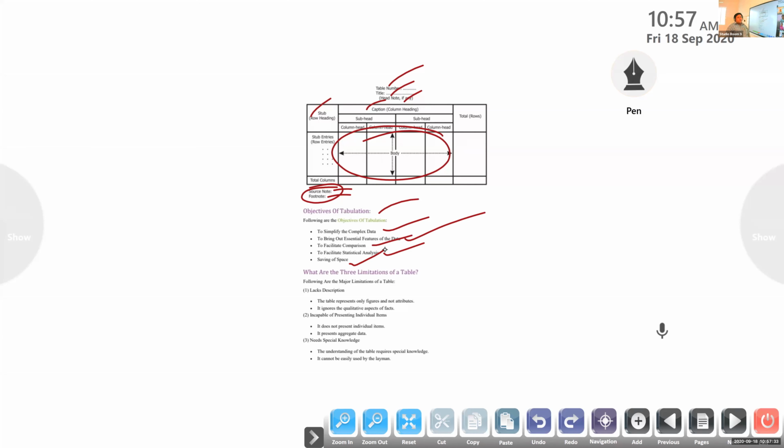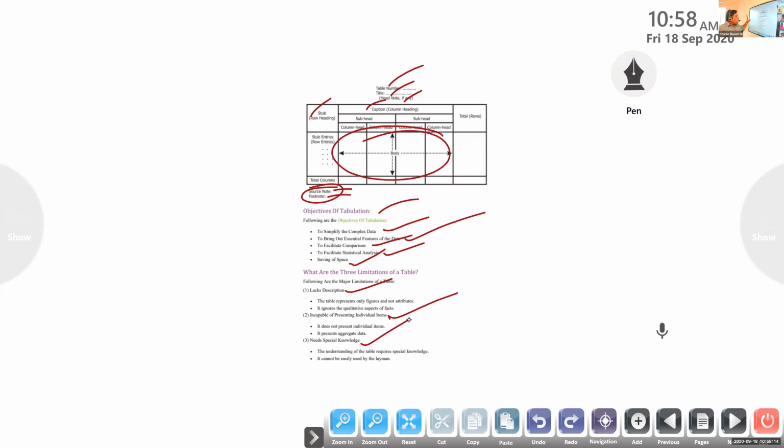At the same time, limitations are also there for tabular presentation, like lacks description. In textual presentation, description will be there, but in tabular presentation there is no description. Incapable of presenting individual items: only a set of data we are able to find in a table. Needs special knowledge: laymen, or people who don't have that much knowledge to read this kind of table, are unable to understand what is mentioned in it. Special knowledge is required to understand, read, and analyze a table.